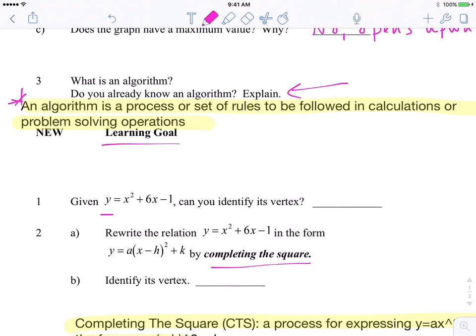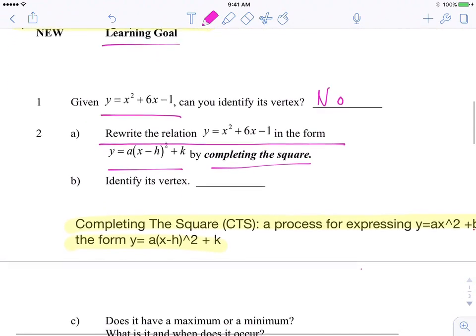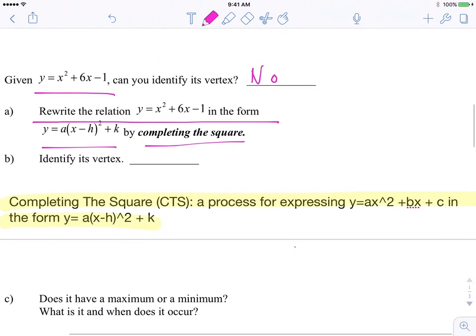So given y equals x squared plus 6x minus 1, can we identify its vertex? Well, the answer is no. It's not in vertex form, it's in standard form. So we really can't tell what the vertex is. And then number 2 asks us to rewrite this in vertex form by completing the square. So just to give you an understanding, completing the square is a process for expressing standard form in vertex form.